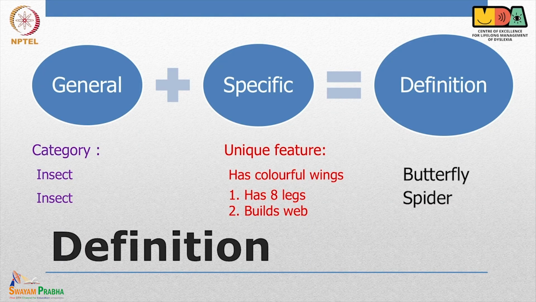Depending on the class level of the child, the specific part may be 1 or 2. Take for example, the definition of a spider. A spider is an insect would be the general part. That which has 8 legs would be specific part 1, which builds a web would be specific part 2. So, a definition is made up of a general part and a specific part.